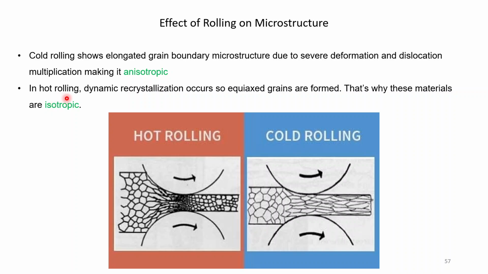In case of hot rolling, dynamic recrystallization occurs. So equiaxed type of grains will form. That's why these materials are isotropic. So this will have isotropic properties.